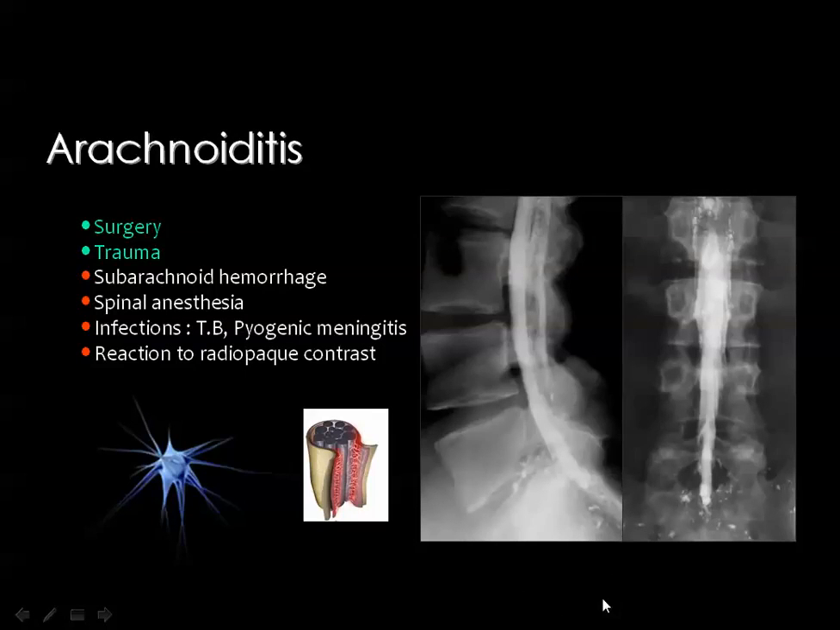Then we came to arachnoiditis, and arachnoiditis means inflammation of the arachnoid membrane. And there are a lot of causes, but surgery and trauma are usually the two main etiologies for this arachnoiditis. If the arachnoid membrane is inflamed, this will result in adhesion between the cauda equina nerve roots, and the nerve roots will get adherent together, or they will get adherent to the inner aspect of the wall of the thecal sac.